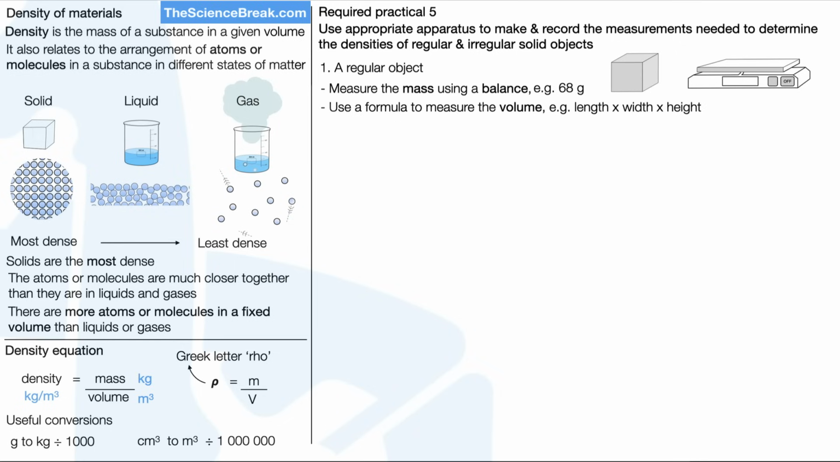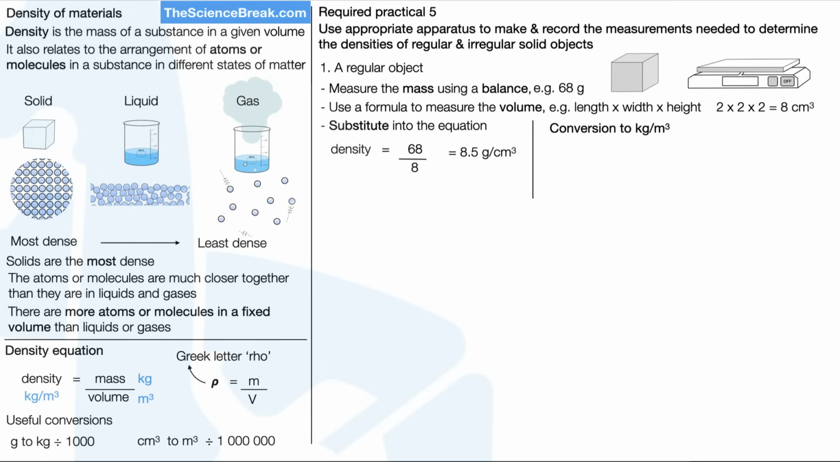We would use a formula to measure the volume of the cube, that is length times width times height. So we would measure the length, the height and the width with a ruler, and for example if we had 2 times 2 times 2, that would give us a volume of 8 centimeters cubed. We would substitute those values into the equation. That would give us density is 68 divided by 8. The answer for that is 8.5, and in this case we haven't changed the units, it's grams per centimeter cubed.